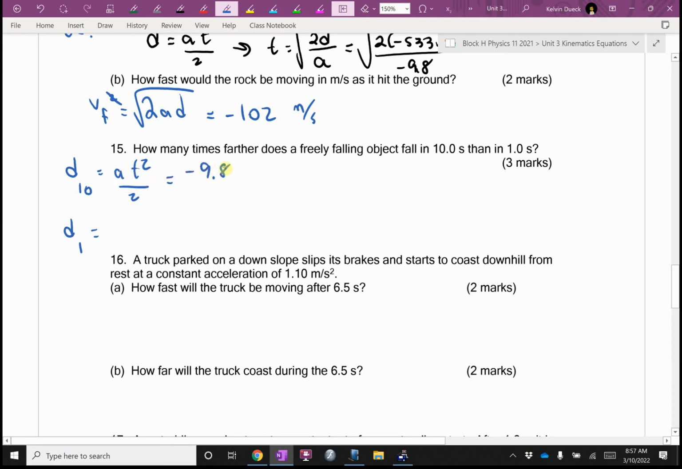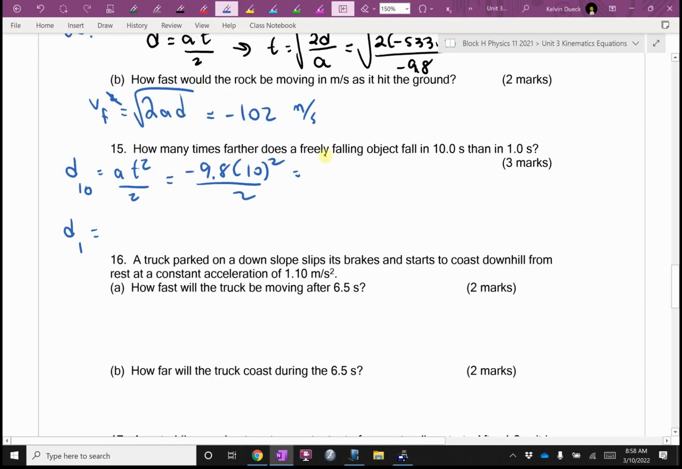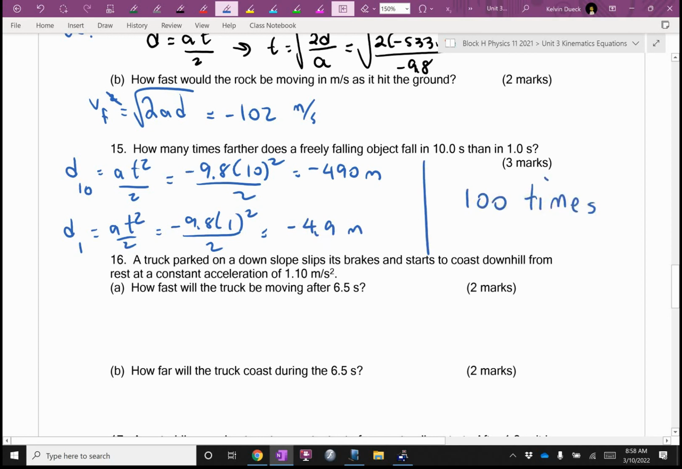Negative 9.8 times 10 squared over 2. In 10 seconds, you fall negative 490 meters. In 1 second, you fall negative 4.9 meters. I think final answer, in 10 seconds, you fall 100 times further.